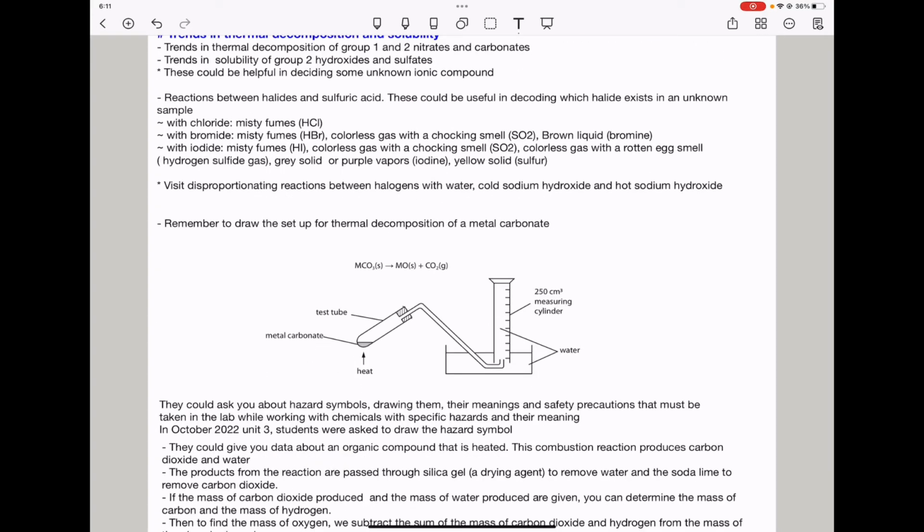Remember the setup for thermal decomposition of a metal carbonate. The metal carbonate is going to be set up in a test tube and is going to be heated. The gas produced could be collected if you want to measure the rate, or the gas produced could be passed through lime water and see if it turns it cloudy.